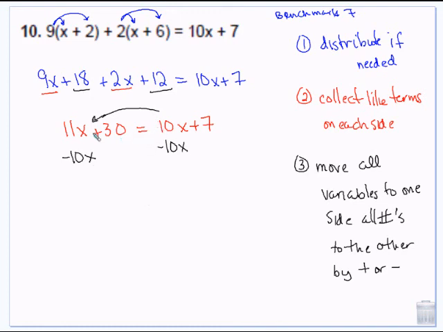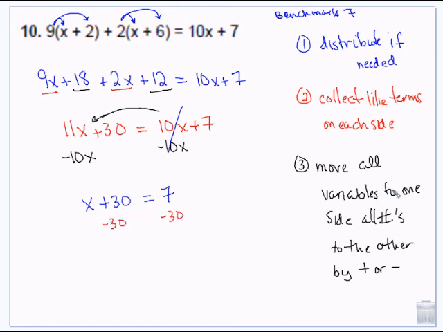What made you move it on that side? I could have moved the 11 to the other side. Personally, what I do myself is I look at whatever's going to give me a positive variable, but it doesn't really matter. You can move the 11 or you can move the 10. It's just a matter of which side do you want it on, really. I just moved the 10 because that gives me the positive. So what I get is x plus 30 equals 7, because these will cancel.